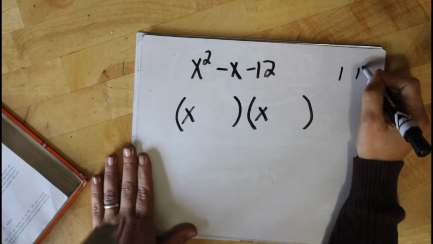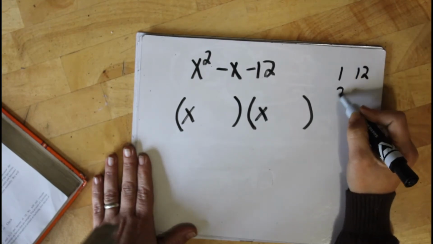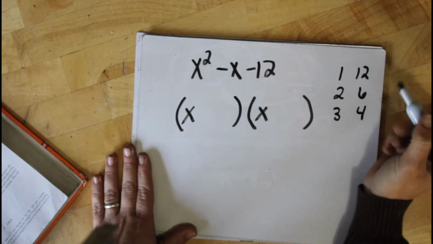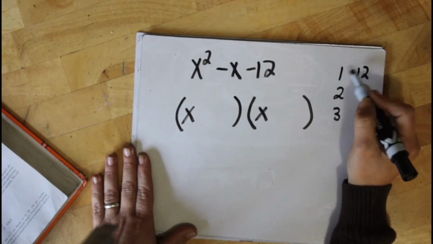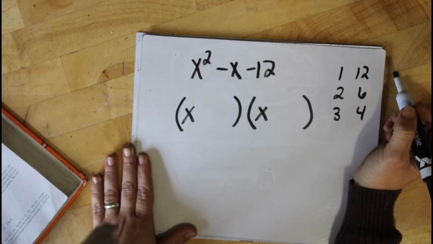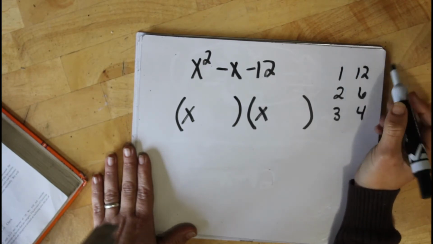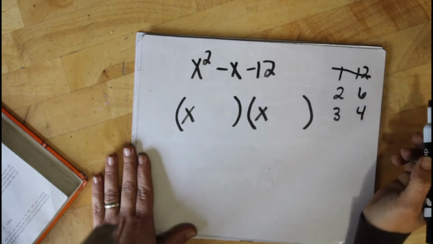We've got 1 and 12. We've got 2 and 6. And then we've got 3 and 4. One of these has to be negative. So if we did 12 minus 1, we would end up with 11. And if we did negative 12 plus 1, we would end up with negative 11. So that can't be it.